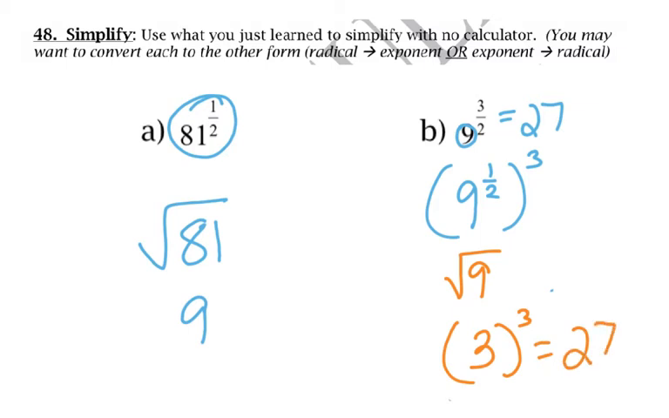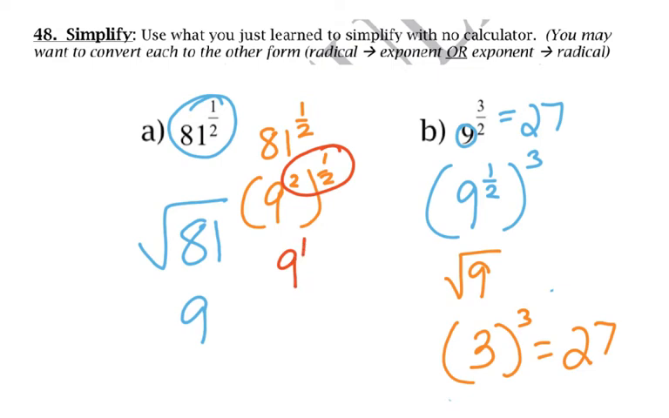Back over here, the 81 to the 1/2 power, you could think about that as 9 to the second to the 1/2 power. And so using your power of powers rule, you would multiply that. So 2 times 1/2 is just 1, so it's just 9 to the first power.